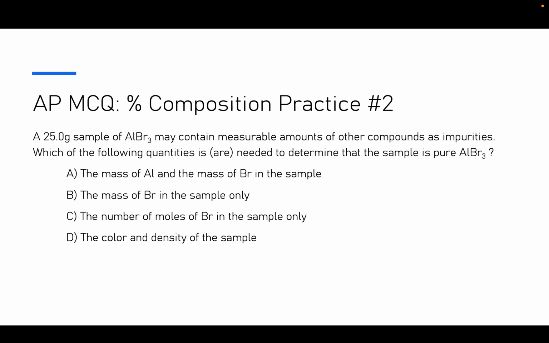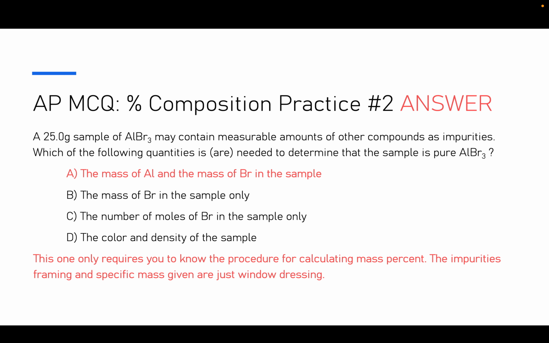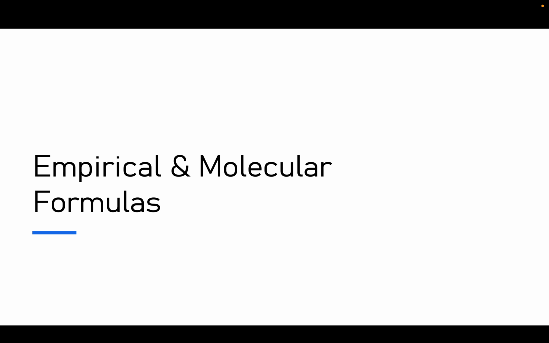Let's try another one. A 25-gram sample of aluminum bromide may contain measurable amounts of other compounds as impurities. Which of the following do you need to determine that the sample is pure? So read through those answer choices. Take a moment, pause. All right, and the answer is A. This is an example of one where they framed it as an impurities question, but it's really not. It's really just, do you know the procedure? Because it's asking you, what do you need for that? Just general procedure.